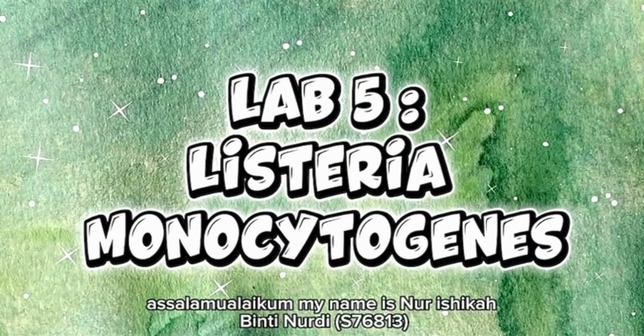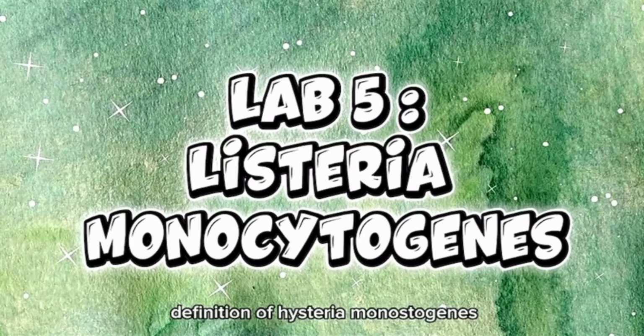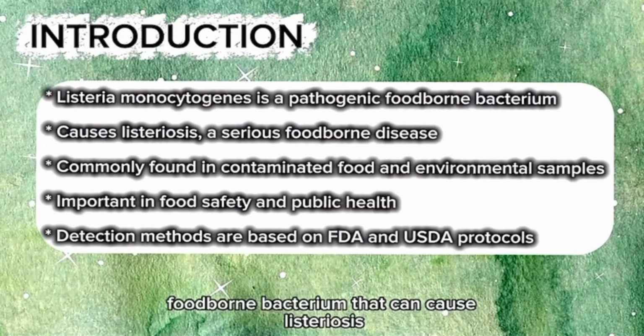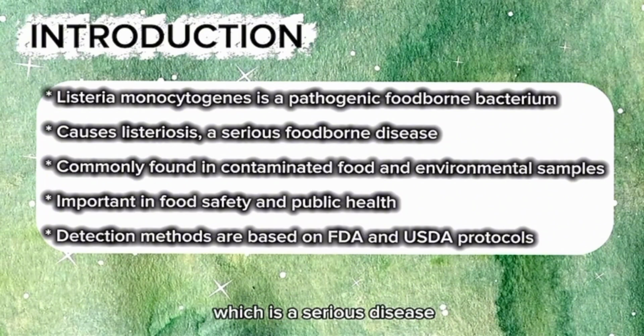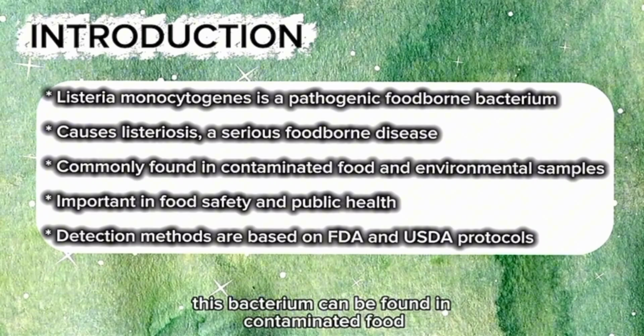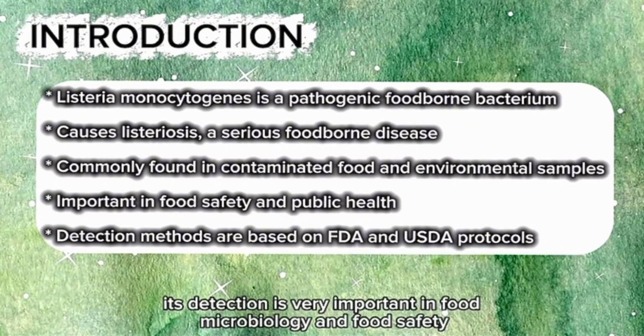I am Nushika binti Nurdi. Today, I would like to present our practical entitled Definition of Listeria monocytogenes. Listeria monocytogenes is a pathogenic foodborne bacterium that can cause listeriosis, which is a serious disease, especially among pregnant women, elderly individuals, and immunocompromised people. This bacterium can be found in contaminated food and environmental samples. Therefore, its detection is very important in food microbiology and food safety.